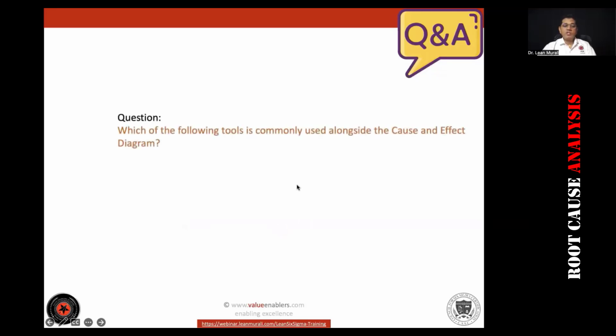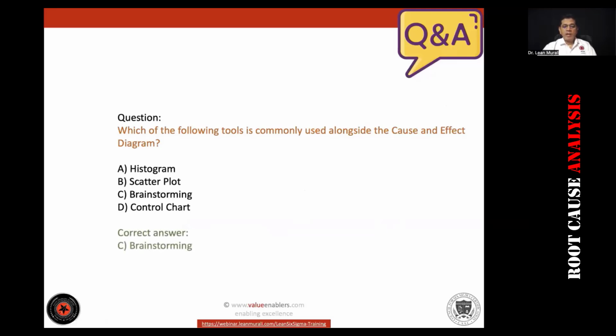And the final question is, which of the following tools is commonly used alongside the cause and effect diagram? Histogram, scatter plot, brainstorming, or control charts? Now that you have gone through this presentation, answering would be very easy for you. The correct answer is C, which is brainstorming.